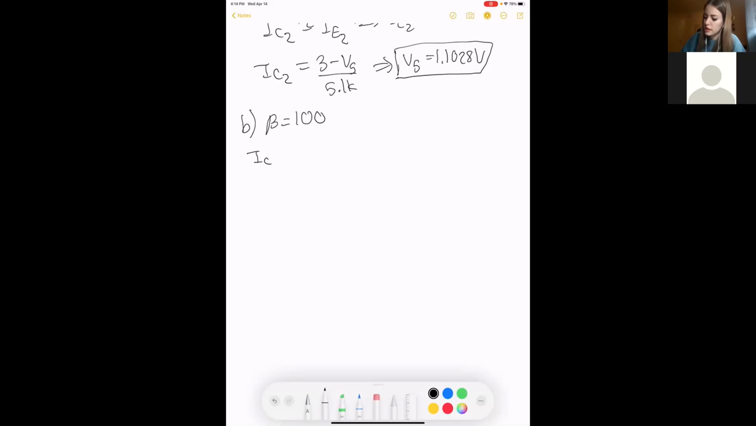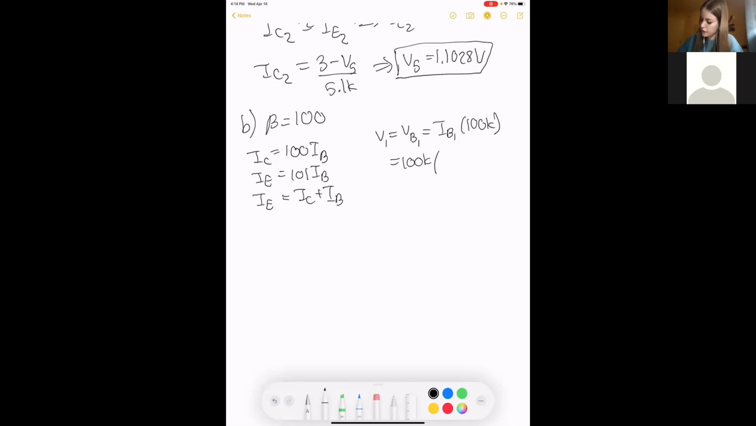So we know that IC is equal to 100 IB. We know that IE is equal to 101 IB. And we also know that IE is equal to IC plus IB. Okay, so let's write this out. V1, as we know from before, is VB1, which we can write as IB1 times our 100K resistor, which we can also write as 100K times IE1 over 101, just subbing in the equation we have right here.